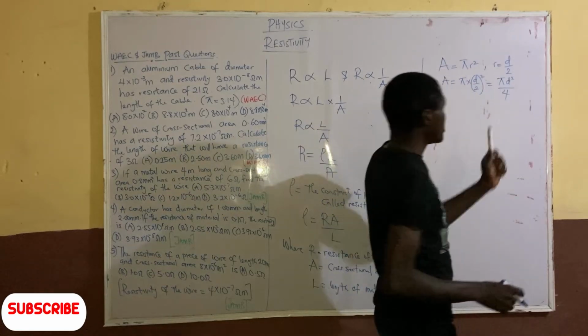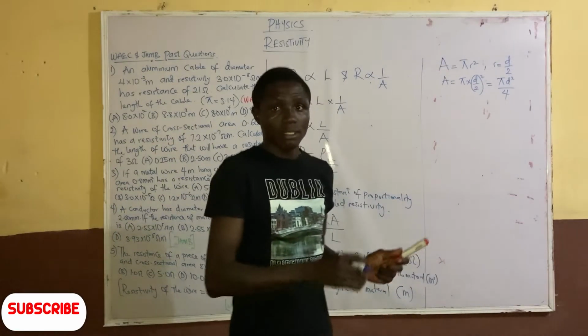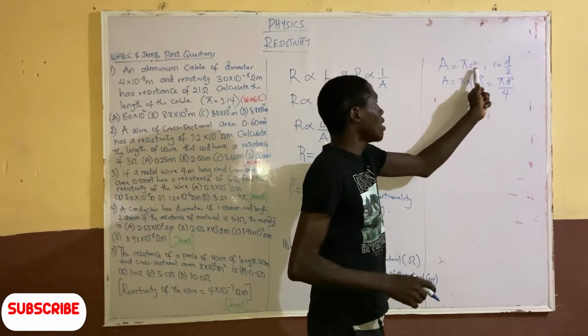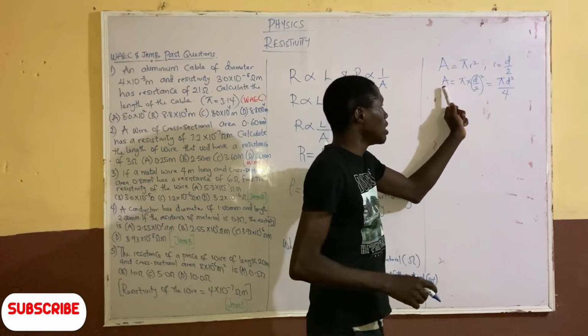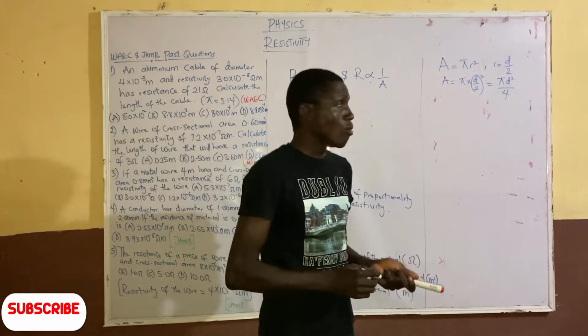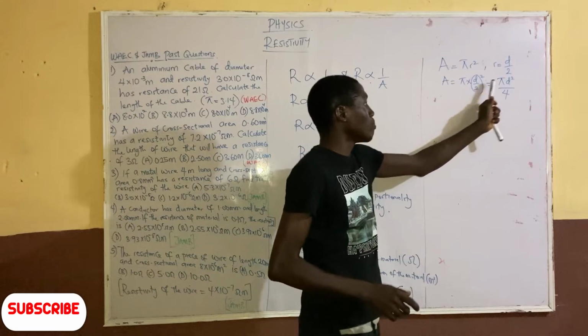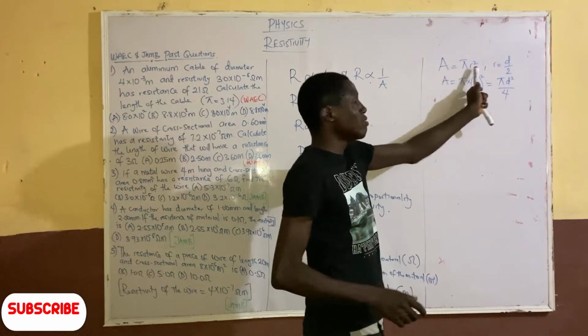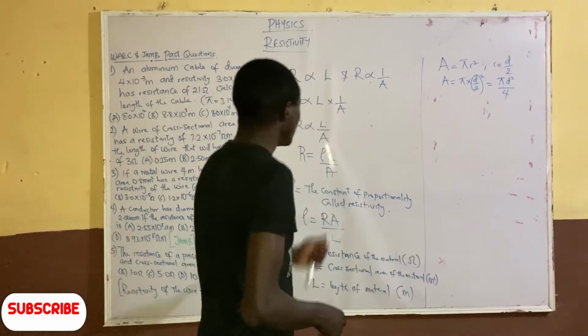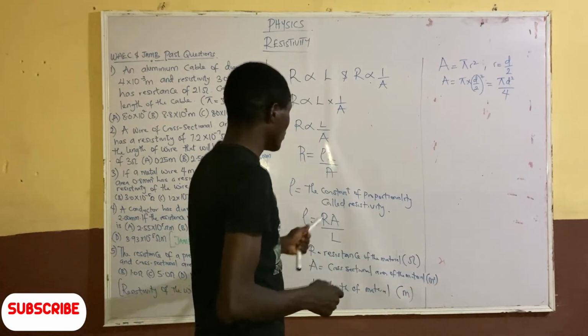So whichever the case might be in the question, when you are given r, you use this formula, pi r squared. But when you are given d, you use A equals pi d squared all over 4. Whenever you are given the diameter, we use pi d squared all over 4. Whenever you are given the radius of the wire, you use pi r squared. So these are the formulas you need to note.